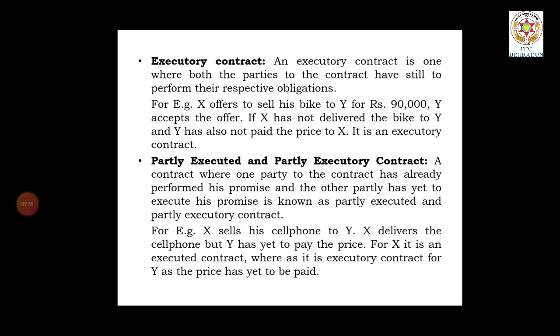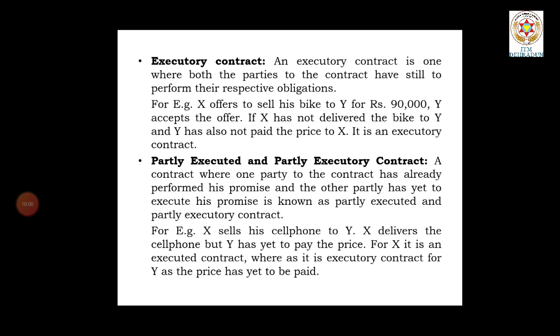Next is partly executed and partly executory contract, जहाँ पर एक पार्टी अपने पार्ट को फुलफिल कर दे और सेकेंड पार्टी का जो पार्ट है वो भी पेंडिंग है. That is called partly executed and partly executory contract. For example, X sells his cell phone to Y. X delivered the cell phone, but Y has yet to pay the price.